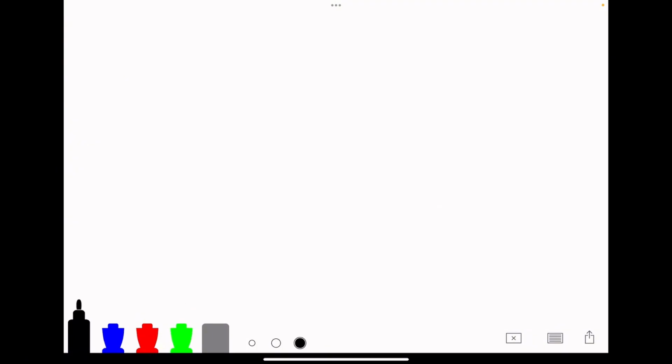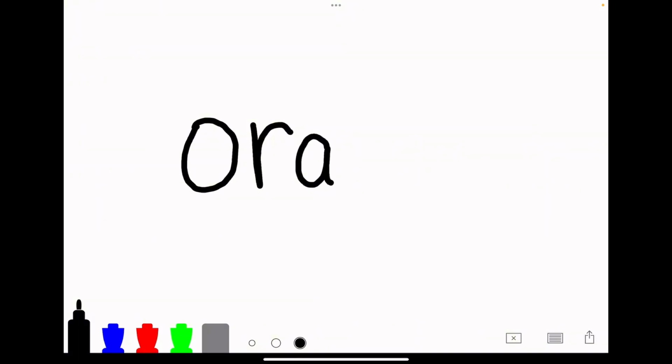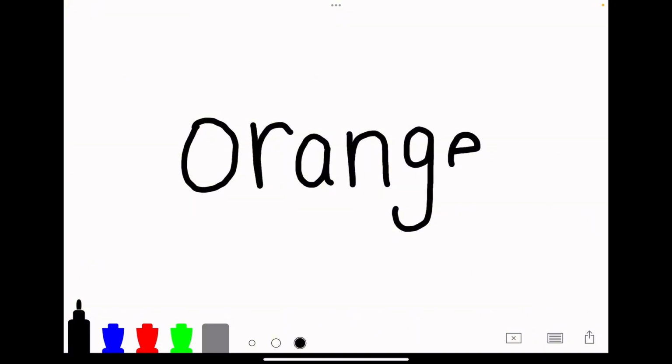So the first letter is O. After O, we have R. After R, we have A. After A, we have N. After N, we have G. And after G, we have E. O-R-A-N-G-E spells the word orange.